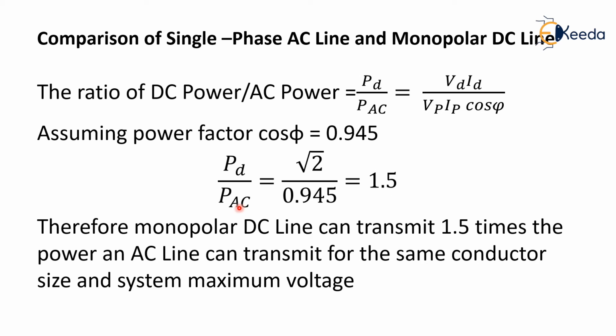Taking this AC power on the other side, I will be getting the answer as the power in DC is equal to 1.5 times the power in AC. So I can say that a monopolar DC line can transmit 1.5 times the power an AC line can transmit for the same conductor size and the system maximum voltage. This is one of the examples where we initially claimed that power transferability is comparatively high in DC. This is one of the basic examples: a monopolar system can carry 1.5 times greater power than that of an AC line.